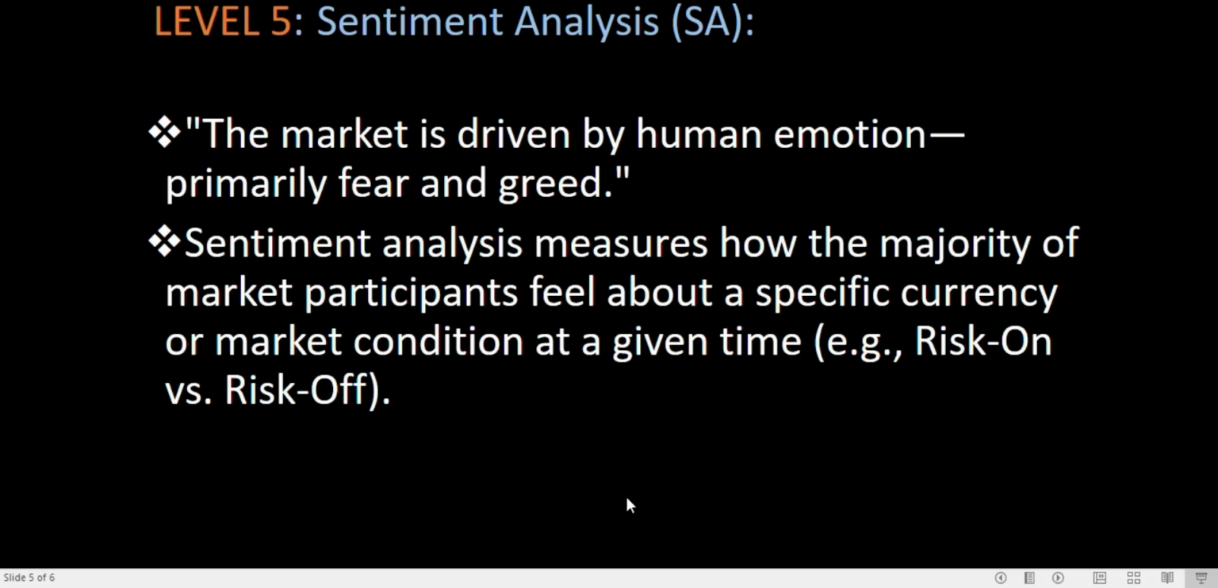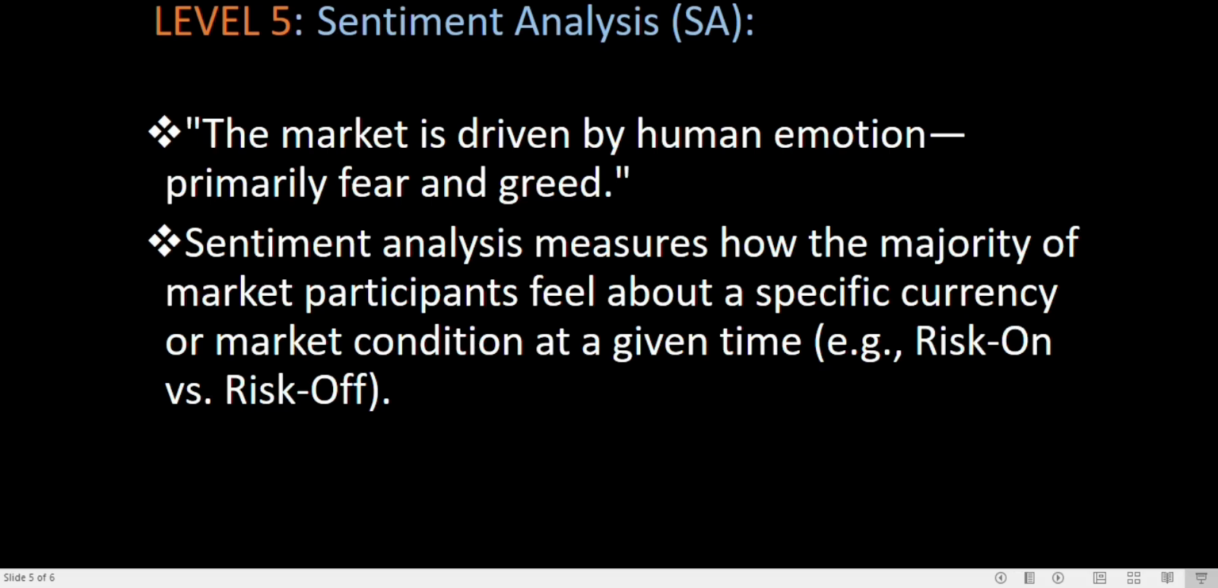So here we have sentiment analysis, or you can call it sentimental analysis. Sentimental analysis is basically about the market being driven by human emotion, primarily fear and greed. You understand? Fear and greed is one of the sentimental analysis. Remember, we have three: trading analysis, technical analysis, fundamental analysis, we just finished, then sentimental analysis.